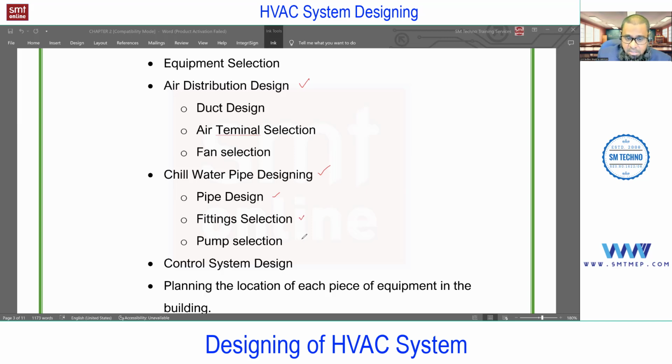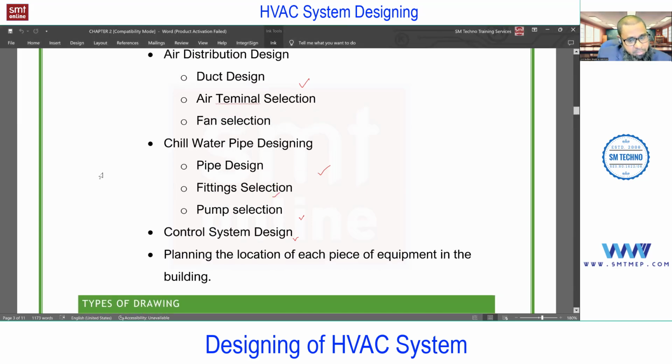Fittings and accessories, we used to call valve package or hookups. Then pump selection, very, very important from a design point of view. Apart from this, you'll find control system design. I'm talking about the BMS, which is not included in the syllabus. I'll give you just an overview of BMS, which is also required. Generally, this will be taken care of by electrical people or instrumentation engineers. This BMS part means control system. Next, planning the location of each piece of equipment in the building.